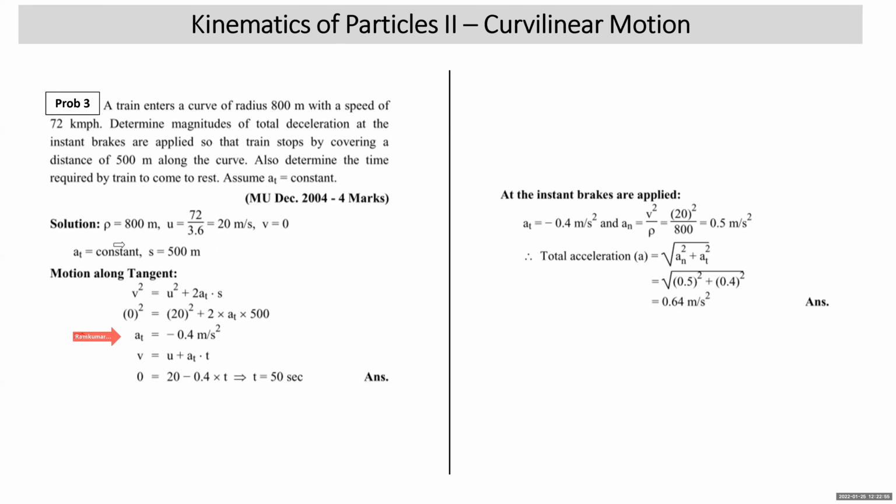It is indicative of what? It is under negative tangential acceleration. All right. Then we write v is equal to u plus at into t. v is 0, u is 20, at is minus 0.4 into t. You get t as 50 seconds.